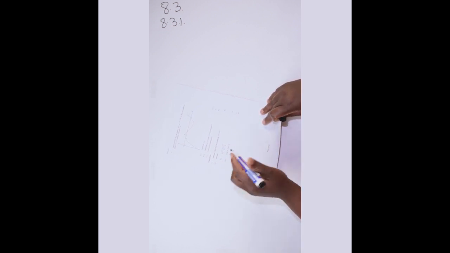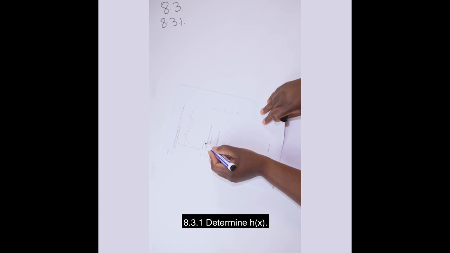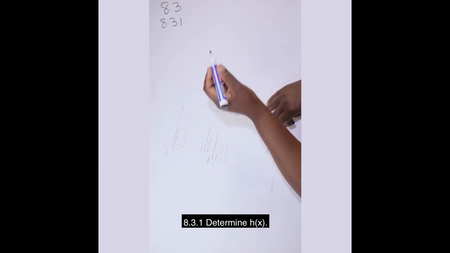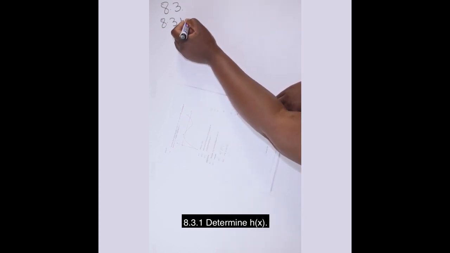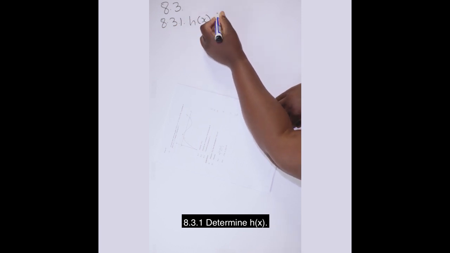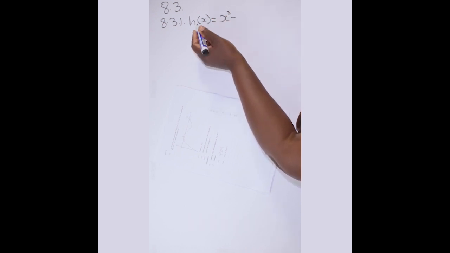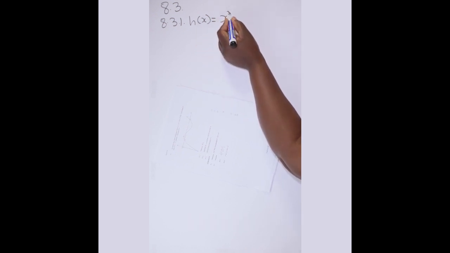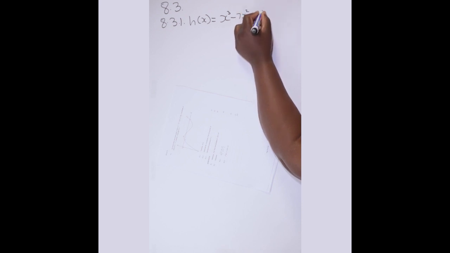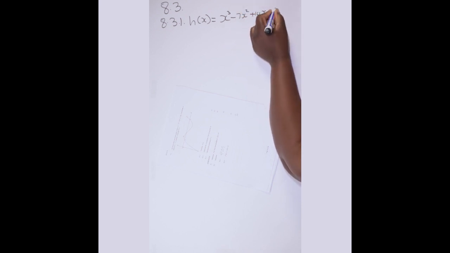And they say to you, determine the first derivative of h. It means that you have to recopy the equation given to you so that if you make mistakes, one can see where the mistake occurred. So it's h of x equals x cubed minus 7x squared plus 14x minus 8.